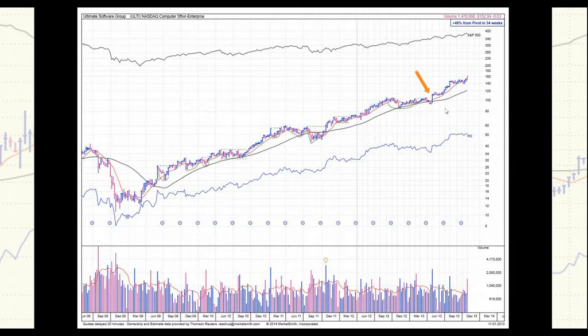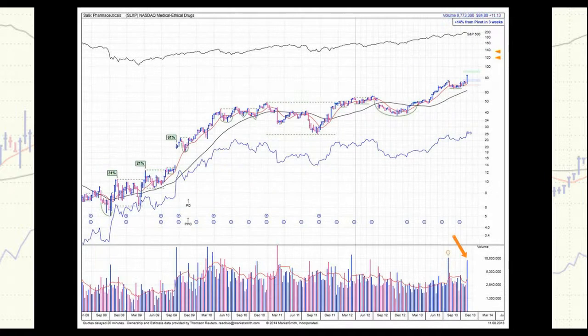Now here's another example, Salix Pharmaceuticals. These guys have been doing pretty well lately. And here it is back on November 8th, 2013. And you can see another huge spike in volume right here. You see that skyscraper just sticking out. Look at how it towers over everything else.